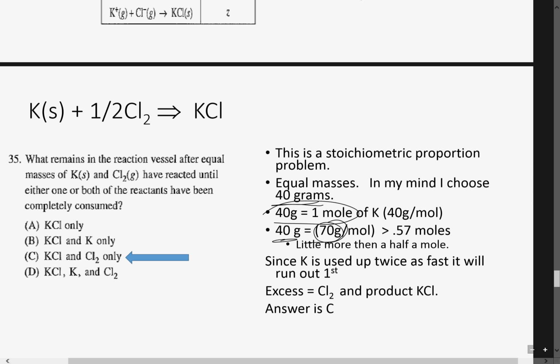And that being said, 40 grams of the other guy is a little bit more than a half. So at 70 grams per mole, again, there's no calculator on this test, so we got to estimate, which gives me a little more than half. And since it's not used up twice as fast, we have a little bit extra of this guy left over. I'm only going to need about 0.5. If I use up all of this guy, I'm only going to need 0.5 moles of, in this case, the chlorine. So the chlorine will be in excess, and therefore this guy will be left over.